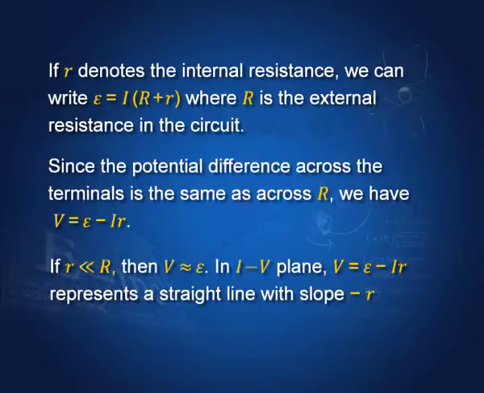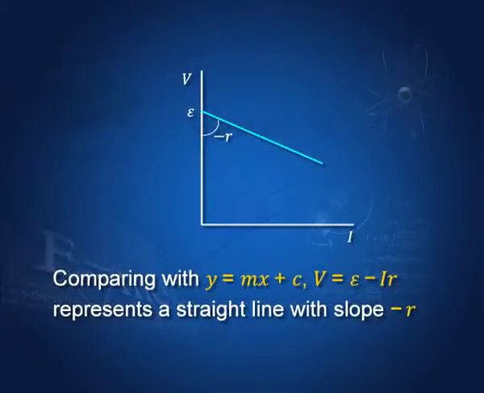That reduces the EMF by the amount Ir, and the result is the potential difference across the terminals of the battery. If I plot V against I, you will have this curve. This is the offset epsilon, and the curve is a straight line whose slope is minus r.